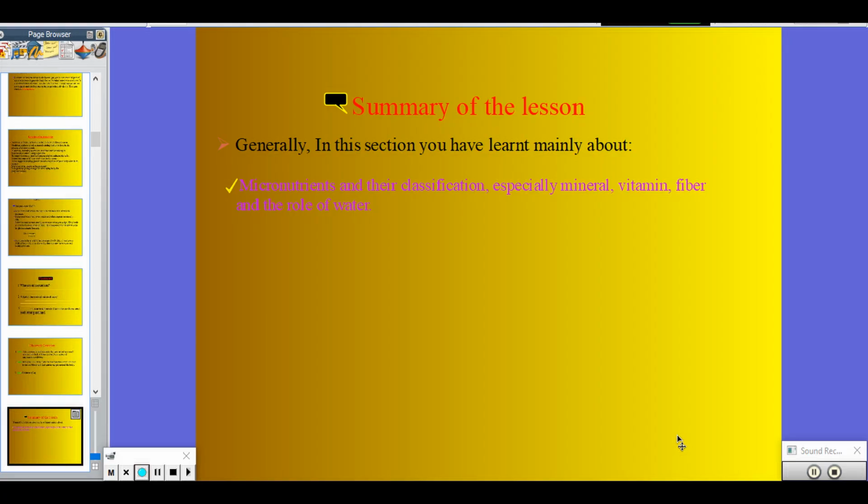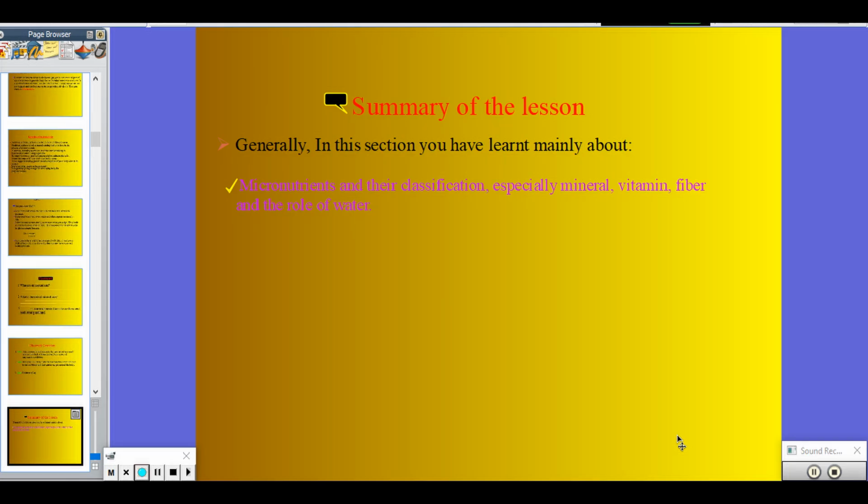To summarize the lesson, in today's lesson we discussed mainly micronutrients and their classification, especially minerals, vitamins, fiber, and the role of water. Minerals are important for the proper growth and development of the body and prevent deficiency diseases. They are referred to as essential elements or minerals. These elements are mineral salts. They are needed in small amounts.